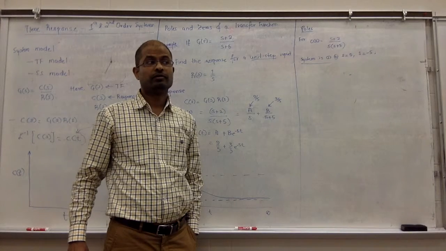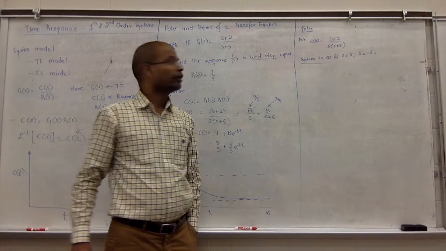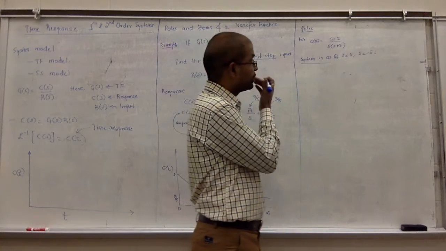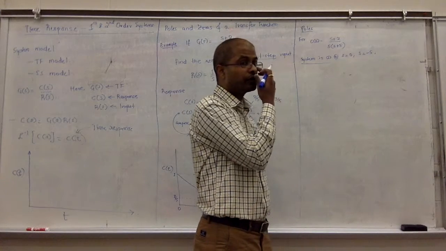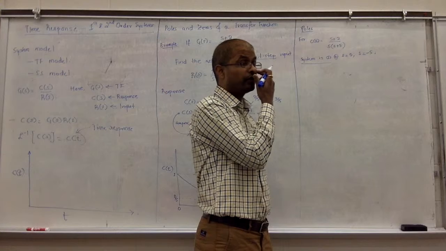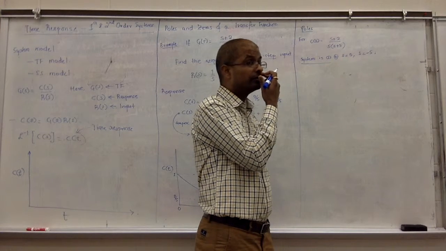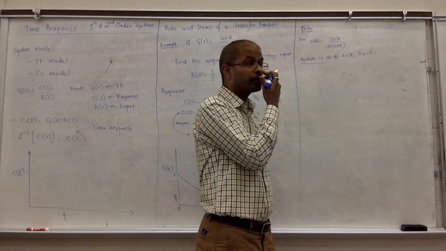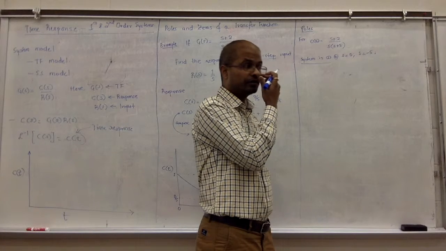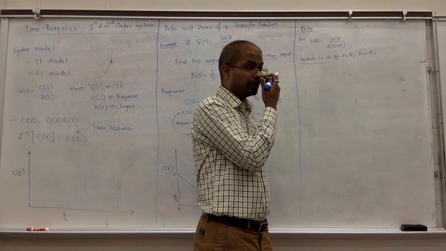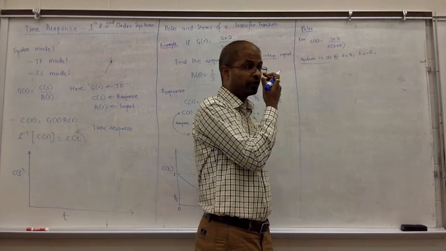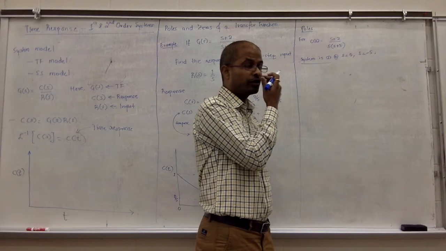Zero. If you substitute S equal to 0 in that, what is the value of C of S? Clayton said 2 over 0. So that's infinity. Anything over 0 is infinity. It's not undefined. 0 over 0 is undefined. Infinity over infinity is undefined. But anything over 0 is not undefined. It's infinity.